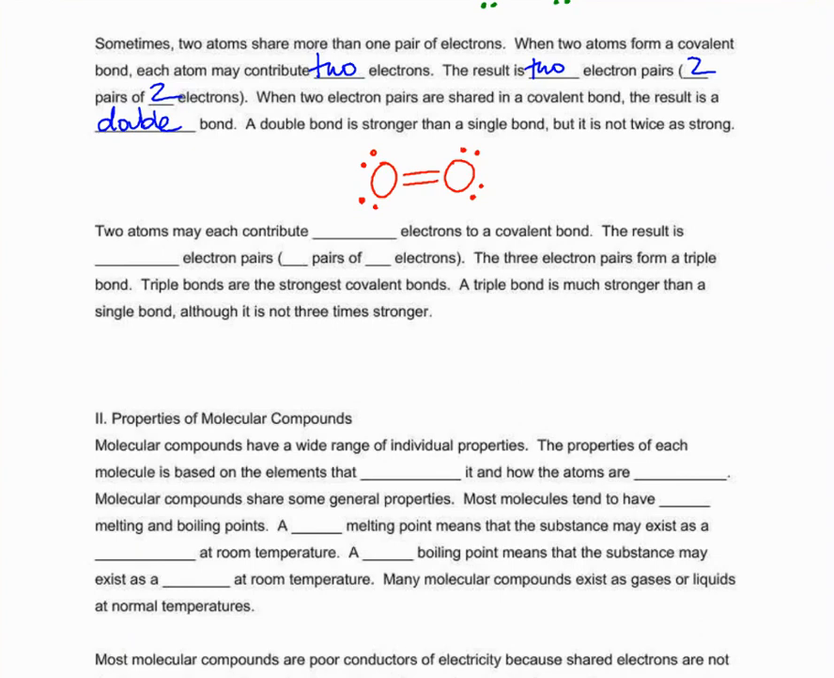So it's possible that 2 atoms may contribute 3 electrons to a covalent bond. The result is 3 electron pairs, or 3 pairs of 2 electrons. The 3 electron pairs form a triple bond. Triple bonds are the strongest possible covalent bonds, and they are much stronger than a single bond. They are a little bit stronger than a double bond. But look at this. A triple bond is not 3 times stronger than a single bond.